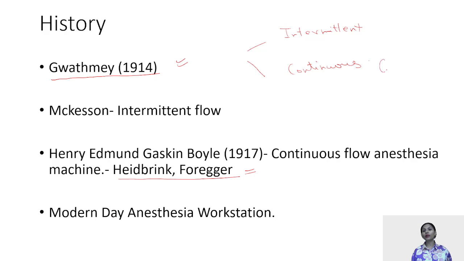So the question that was asked in a past year was: out of the following, which does not give continuous flow of anesthesia? The options: Boyle's apparatus, Hidbrink, Forager, or Mackensen. The answer is Mackensen, which is meant to deliver the intermittent flow of anesthesia.